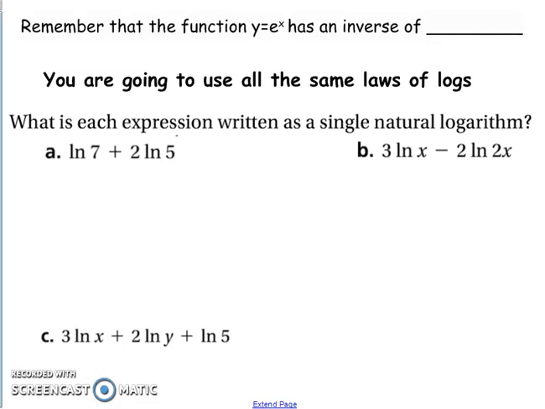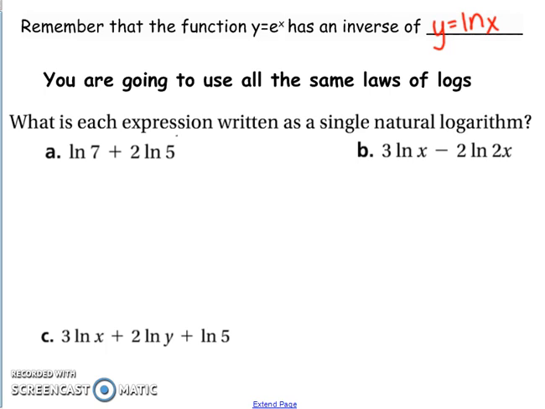Remember that the function y equals e to the x has an inverse of y equals ln of x. So you're going to use all of the same laws of logs, but with the ln. So remember, the ln is the natural log. Okay, the base is an e. So what is each expression written as a single natural logarithm?